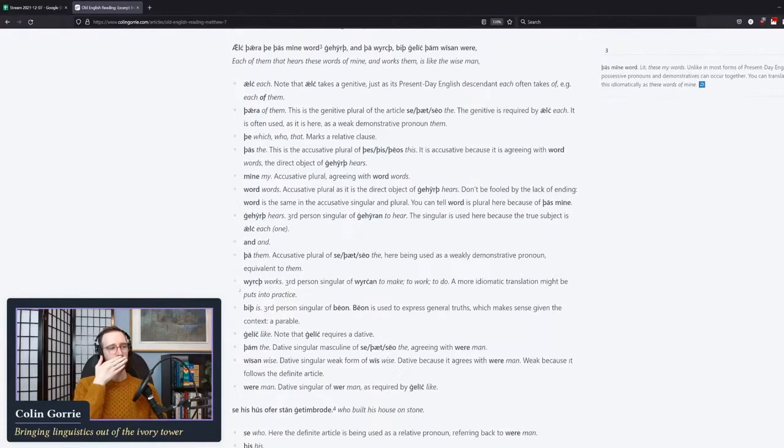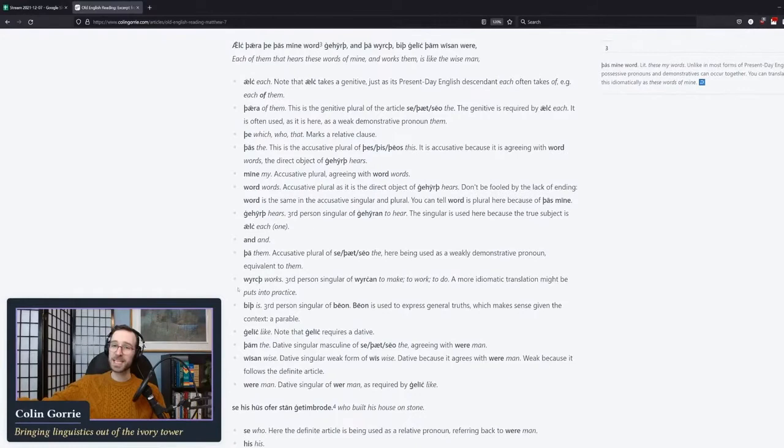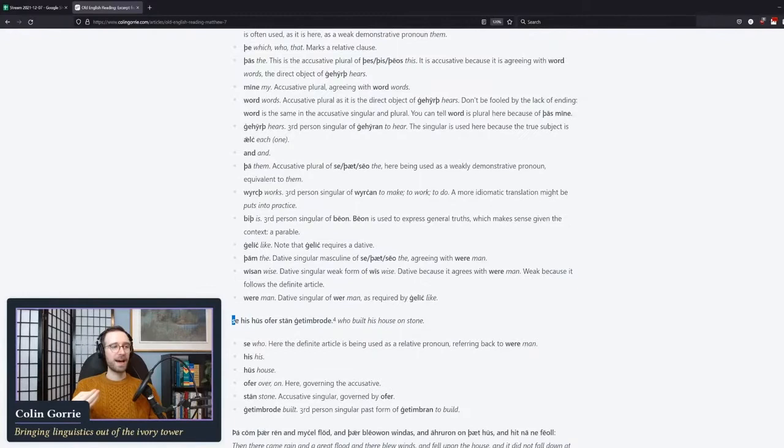Okay, let's finish this sentence because it's getting long. So, is like the wise man. Each of these people who hears my words and works them is like the wise man. What wise man? "Thamuizan were se his hus overston ye timbrode." So here we have a different strategy used to form a relative clause. You can use the definite article se as a relative pronoun, referring back to were. So is like the wise man who, se, who did what? "Se his hus overston ye timbrode."